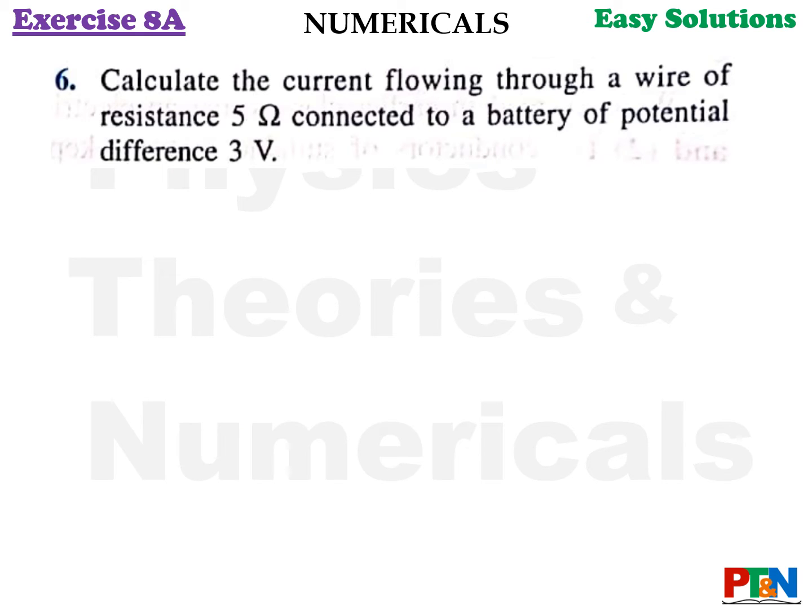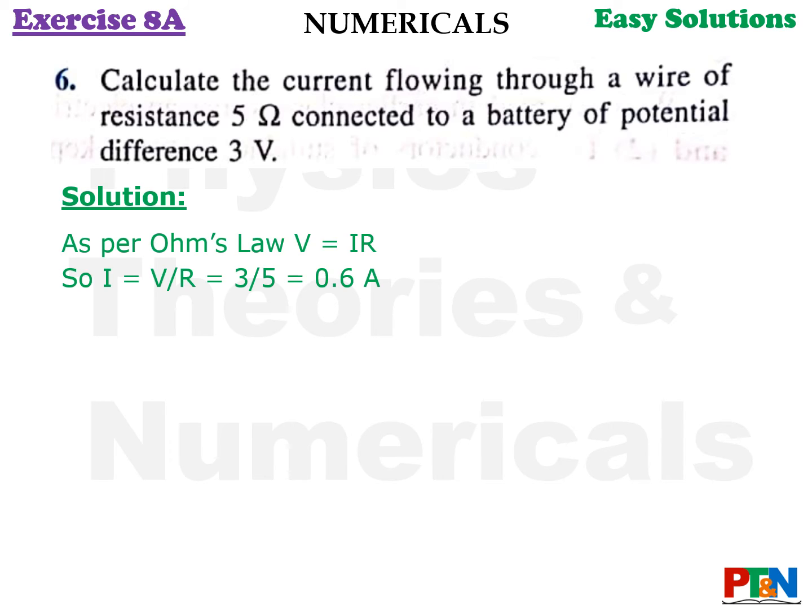Next one. Calculate the current flowing through a wire of resistance 5 ohm when connected to a battery of potential 3 volt. The easiest one. So Ohm's law again, V is equal to IR. You have been given resistance and voltage, and you need to find the current. So V by R gives 0.6 ampere.